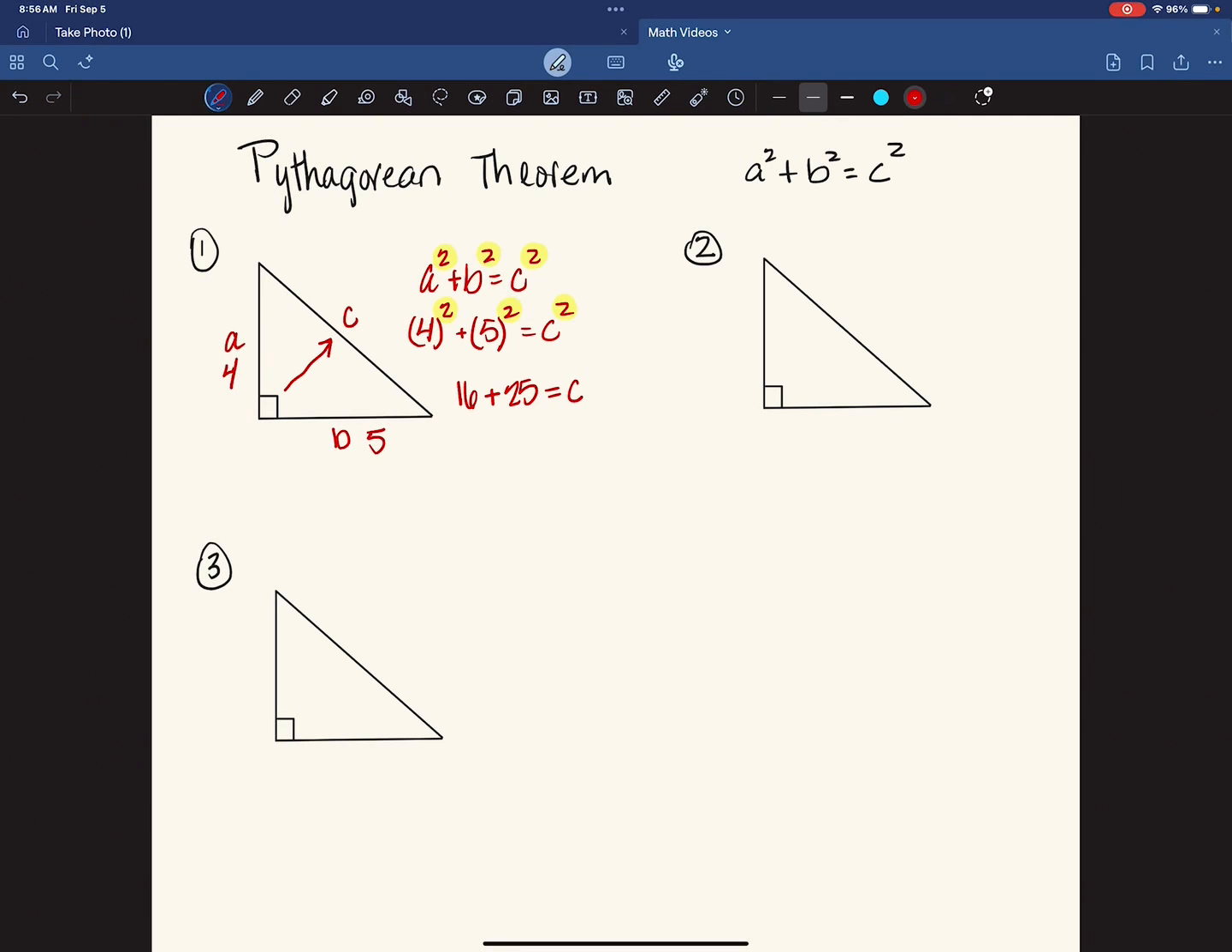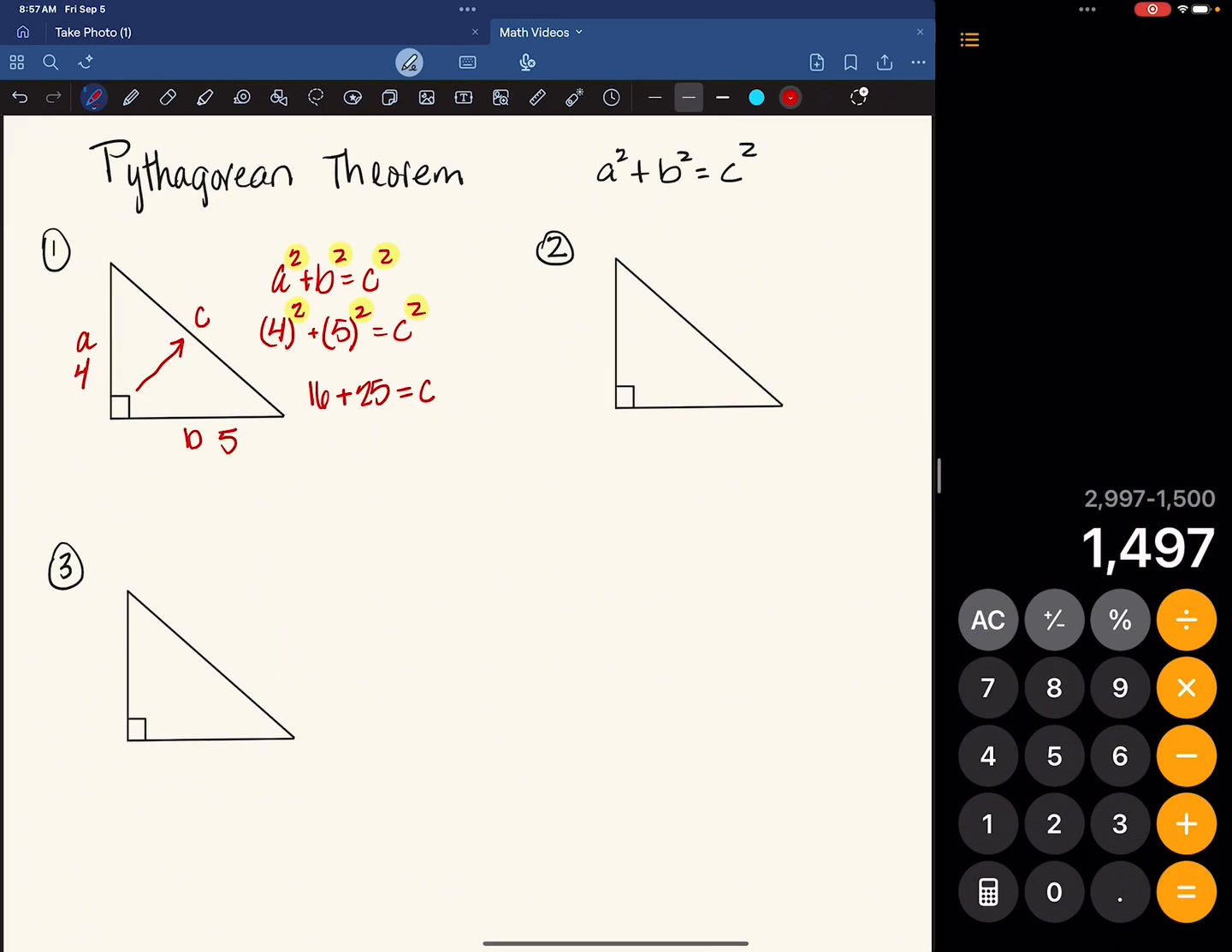Now what we want to do is plug this into our calculator here. So we got our calculator, and we're going to do 16 plus 25, which is 41. Alright, so what I want to do is write down 41 equals, I forgot my 2, C squared. So now that I have 41 equals C squared, what that's telling me is that I'm looking for a number I can square, in other words a number times itself, that'll give me 41. What would that number actually be?